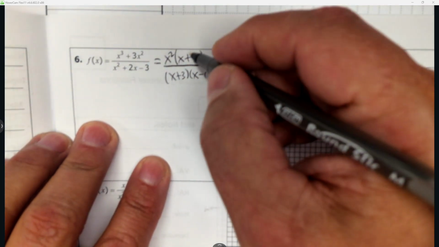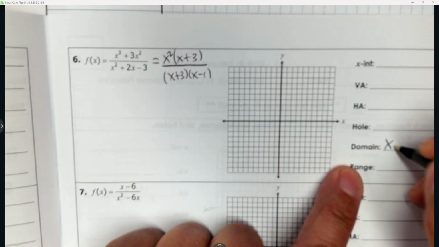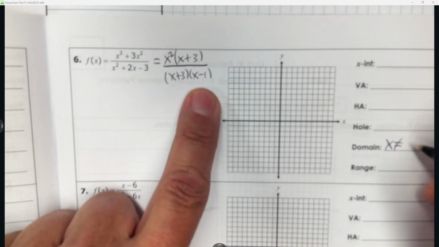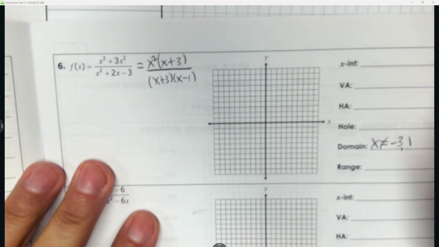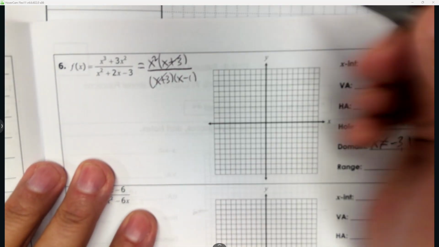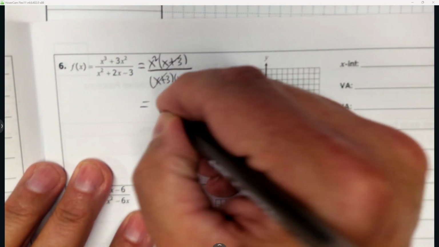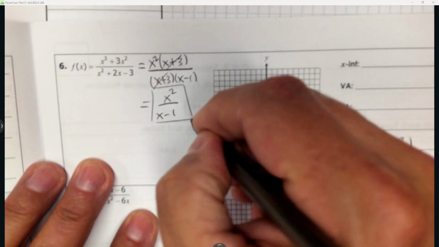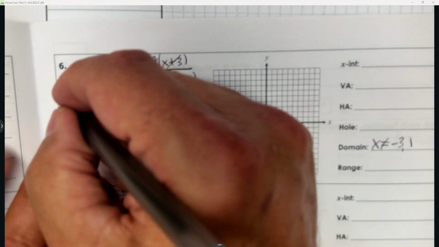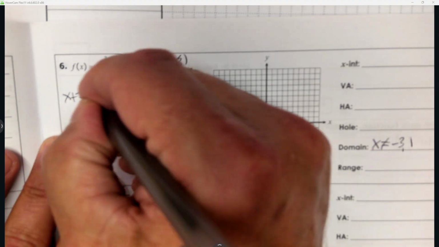I recognize that, first of all, I'm going to write down the domain restriction right now. So the zeros on the bottom are negative 3 and positive 1. So that's good before I cross anything out. So I do cross out x plus 3, and then I'm left with x squared over x minus 1. So everything else is going to come from here. What I crossed out is x plus 3.